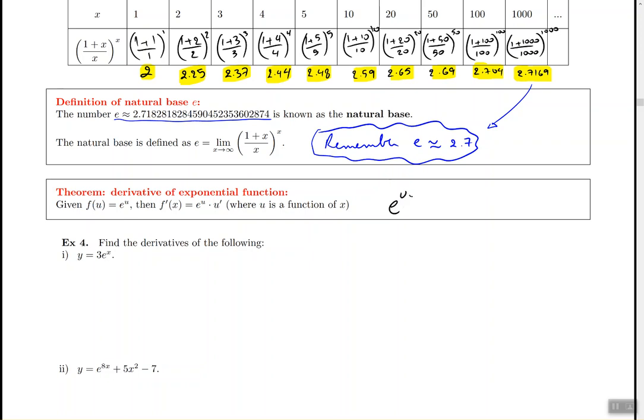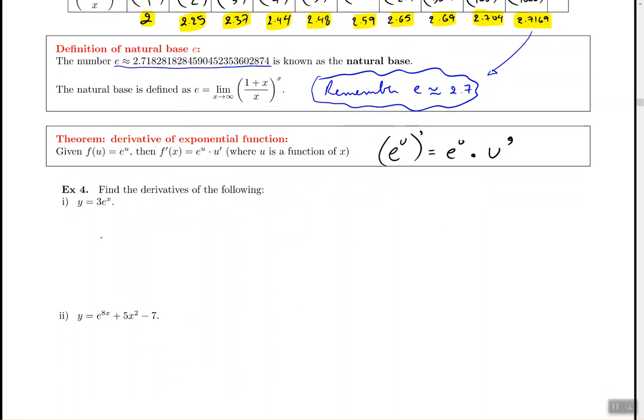The derivative of e to the power of u is literally the same thing again, just copy the problem down, but then multiply it by the derivative of what the exponent was, okay? So this is the idea. The derivative of e to the u is itself, again, multiplied by the derivative of the exponent. So we're gonna practice that with example number 4.